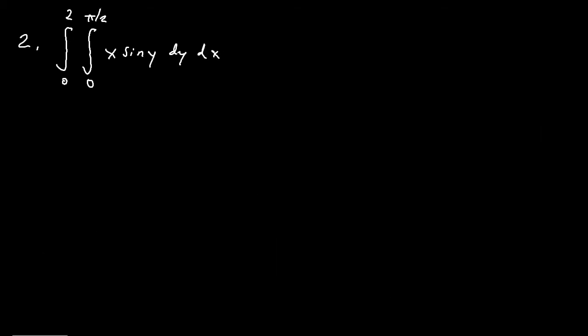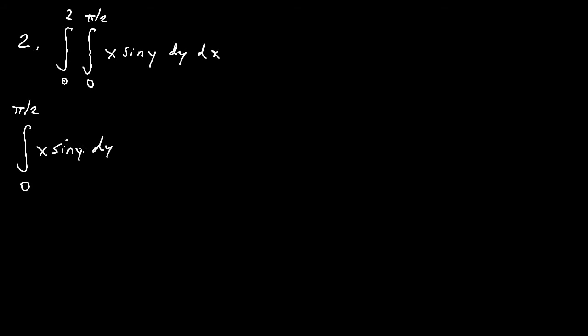So let's say for number 2 we have the integral from 0 to 2 of the integral from 0 to pi over 2 of x times sine of y times dy dx. So the very first thing we have to do is solve the inside integral. And notice since there's dy, we have to integrate with respect to y this time. So if I go ahead and rewrite the inside integral here, the integral from 0 to pi over 2 of x times sine of y dy.